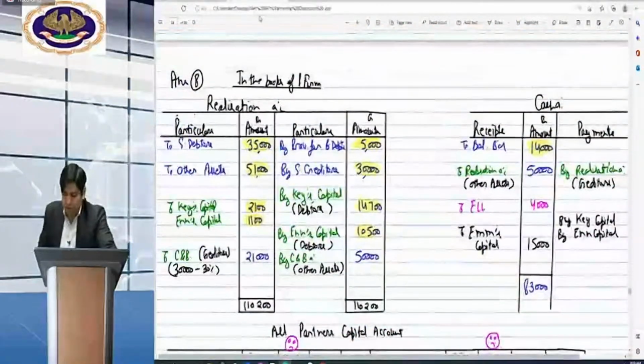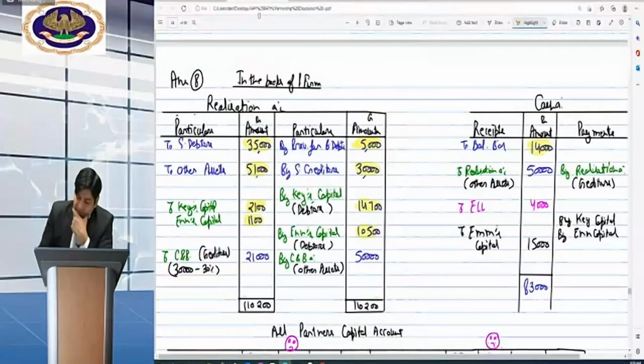So now please do the solution in this way. Cash and bank account is there, 50,000 for other assets realization, and the cash and bank account will also get the posting here.